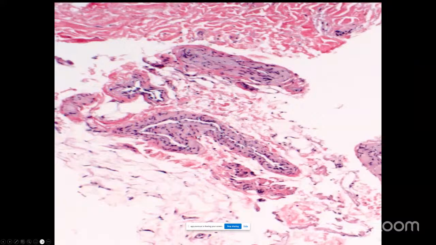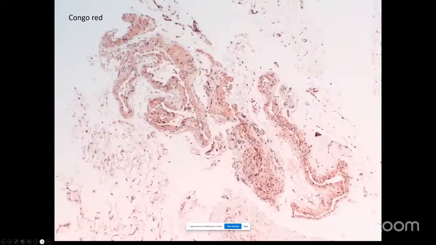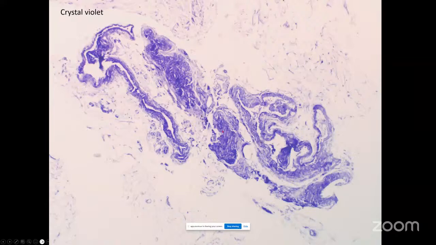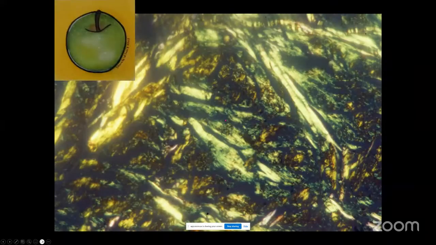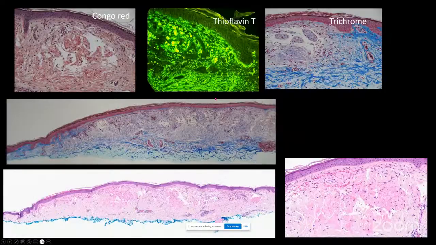Here's just an example of perivascular amyloid deposition in the subcutaneous fat. Here's Congo red. I don't know if you can tell that it's sort of that salmon color here. So this does work. Here it's compared to the surrounding connective tissue. Here's crystal violet, again, highlighting it. You can sort of see it anyway on H&E, but it's nice to prove it. And then the apple green birefringence that you can see.